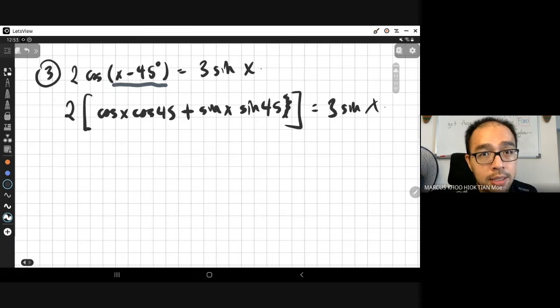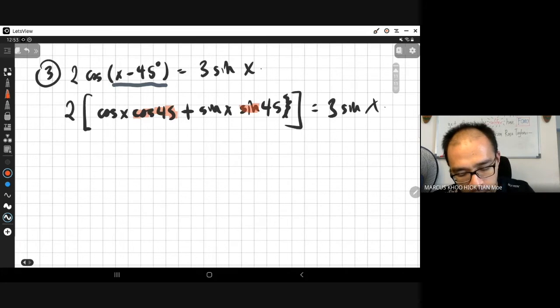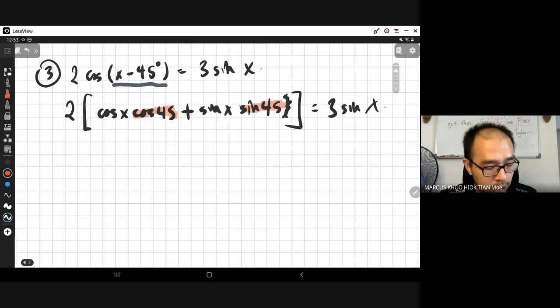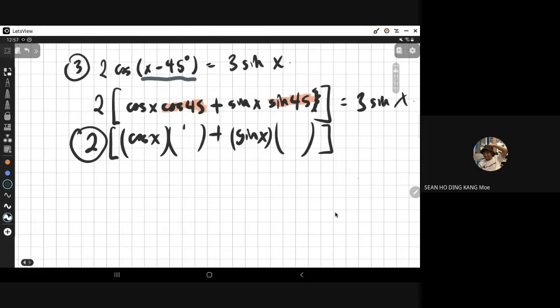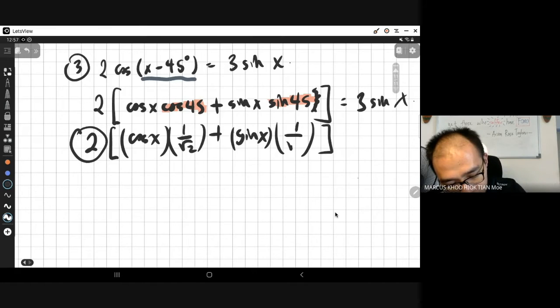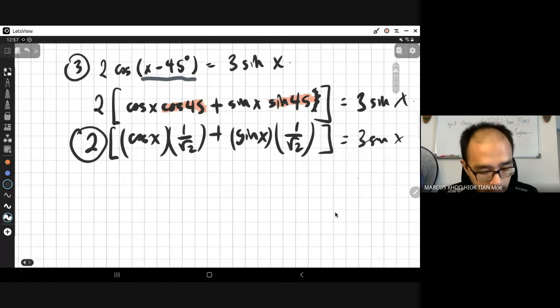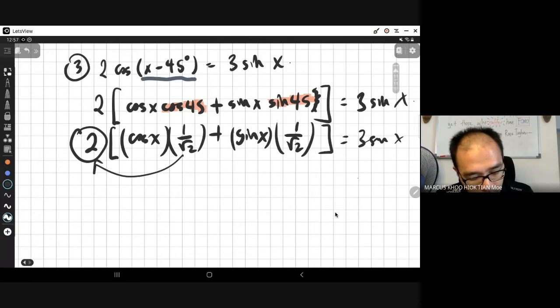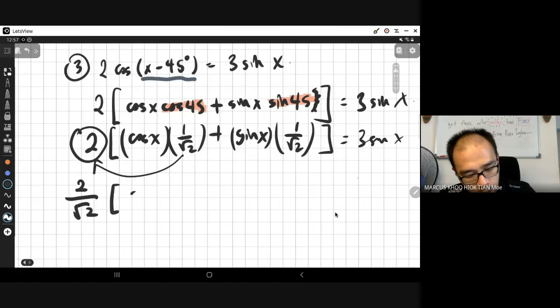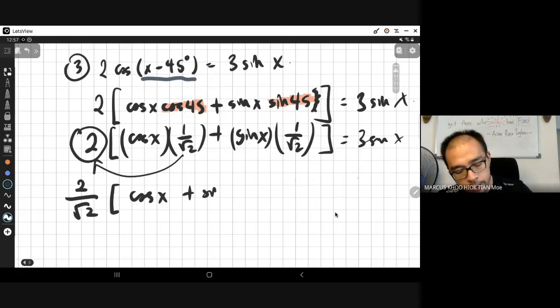Now, let's get a few things off first. Cos 45 and sine 45 are special values. Can anybody tell me what is cos 45, sine 45? Okay, 1 over square root 2, 1 over square root 2, equals to 3 sine x. Okay, let's do this again. Let me bring out the 1 over square root 2. So 2 over square root 2 cos x plus sine x, equals to 3 sine x.